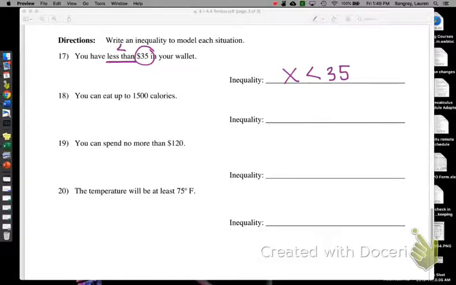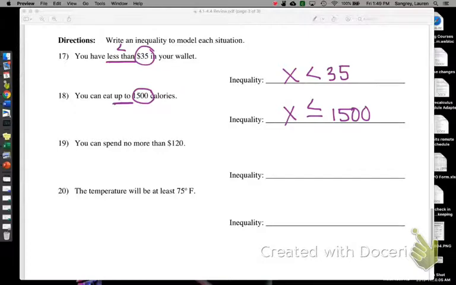Number 18, you can eat up to 1,500 calories. So let's get this set up. We have the variable first. We have the number 1,500. Now, if I can eat up to 1,500 calories, can I eat more than 1,500 calories? Can I eat less than 1,500 calories? Can I eat exactly 1,500 calories? Hopefully you answered that you can eat less than or equal to 1,500 calories.